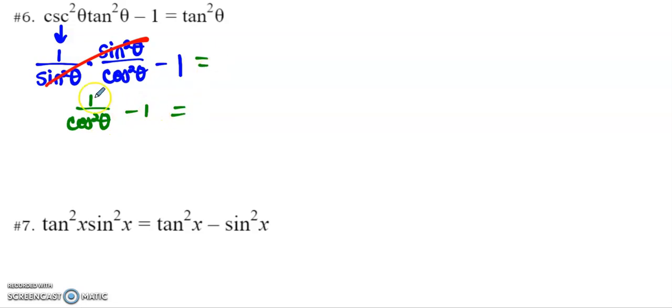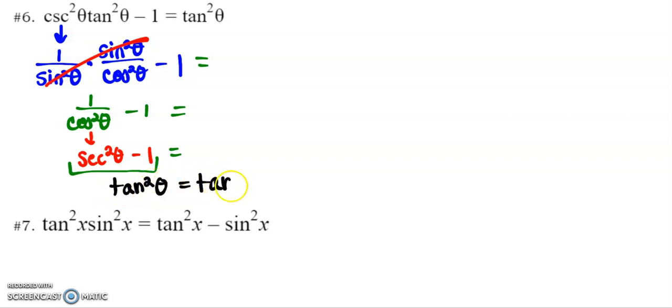Keep our equals. 1 over cosine squared. That is secant squared theta, and then bam. Secant squared minus 1. That's a Pythagorean identity. Tangent squared equals tangent squared. Ta-da! QED. Quite easily done. Okay, not really. As I've mentioned, quadrata demonstrata, a little classical connection.